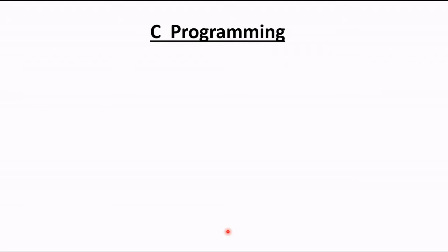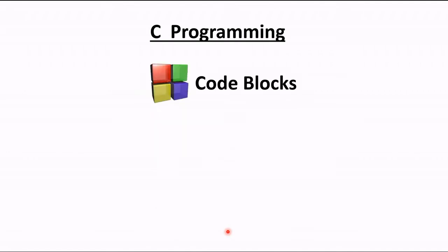And in this video we will install Code::Blocks on our machine. What is Code::Blocks? It is just a piece of software with a GCC compiler, and in this software we will write our C program and be able to execute it. So let's install Code::Blocks first.